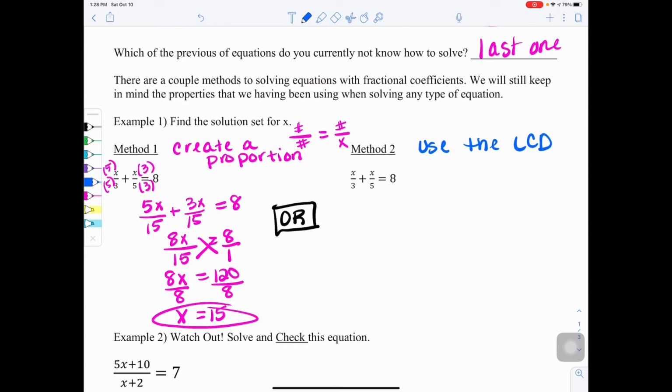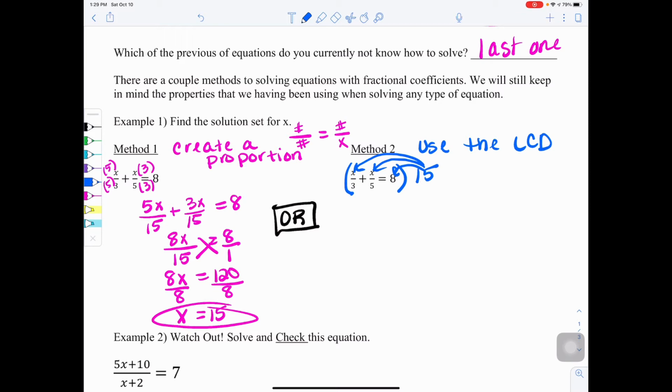But what you're going to do when you use this method is you're going to take the entire equation and you are going to multiply it by the least common denominator. So that looks a lot like distributive property. You're going to take this 15 and distribute it here, here, and here. Now, I would highly suggest that you rewrite this with the 15s in front of each piece. If not, I tend to find that people forget one of the pieces.